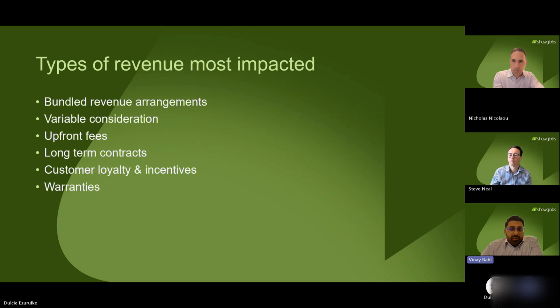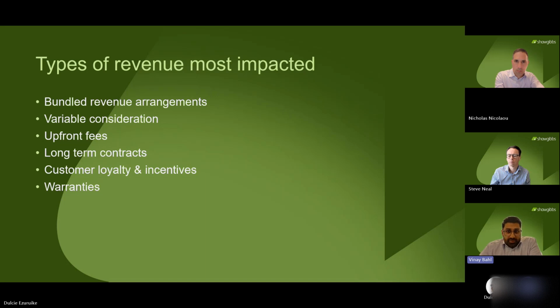So just to give you a summary of the types of revenue that would be most impacted. Bundled revenue arrangements, we've just seen an example of that. Revenue now needs to be split and allocated accordingly. Variable consideration, for example rebates, discounts, usage-based pricing models, you need to be estimating them from the onset. Upfront fees, for example setup charges, onboarding fees, cannot automatically be recognized up front, and companies must assess whether they transfer a distinct service.